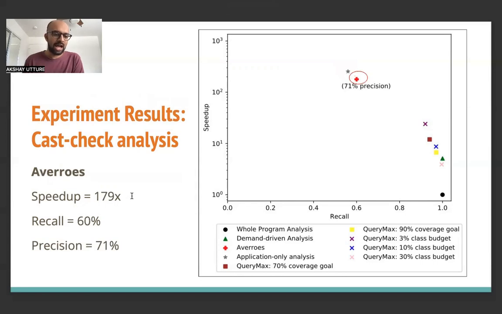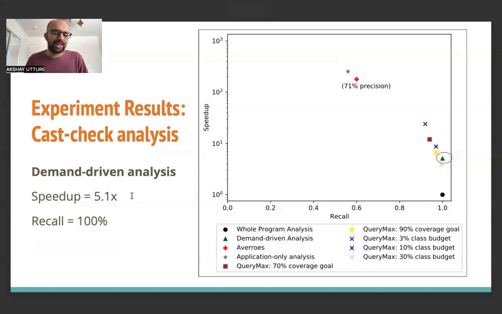The next point is Avros. So we know how it works. It gets a speed up of 179x, and it's the only tool that gets a precision of 71%. The other tools get 100% precision because Avros is the only tool that does an over approximation. And the recall is 60% instead of 100% because of a particular bug in the Avros implementation.